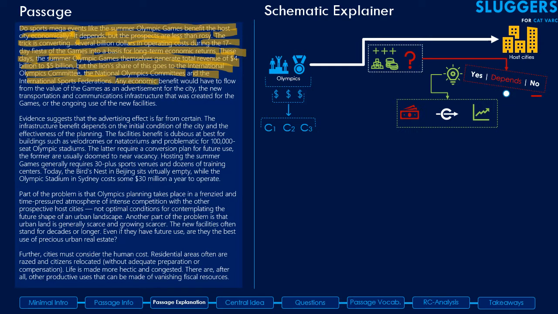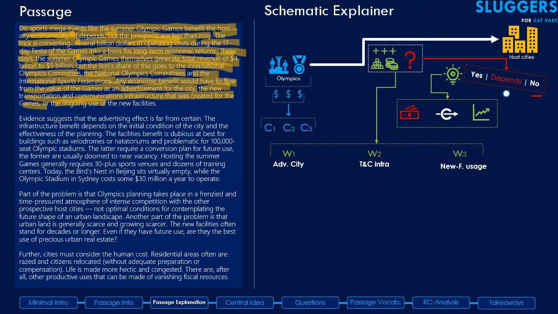And hence, any economic benefit would have to flow from the value of the games as an advertisement for the city, two, the new transportation and communication infrastructure that was created for the games, and three, the ongoing use of the new facilities, right? So essentially the point he has made is that because most of the revenue directly generated by the Olympics goes to these three committees and hardly anything comes to the host cities, if there were to be any economic benefit availed by the host cities, it will come through one of these three ways, right?